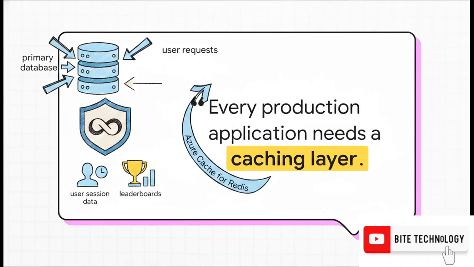But here's a golden architectural rule you've just got to burn into your memory. Every single production application needs a caching layer. You just cannot hammer your primary database on every single user request. It simply won't survive. That's why we bring in Azure Cache for Redis. You put it right in front of your database to hold fast access things like user session data or leaderboards, and it will dramatically speed up your entire application.